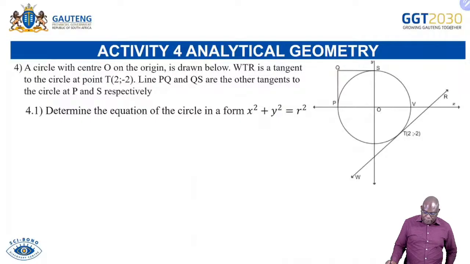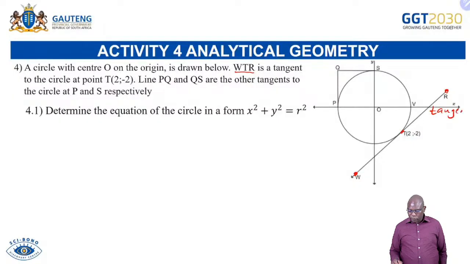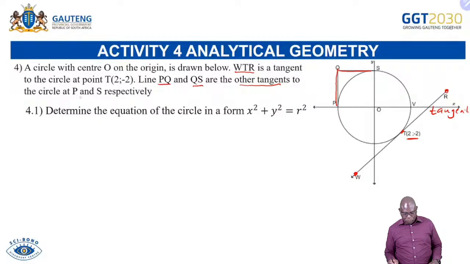Okay, right. The next question, there is a circle with center O on the origin. Below, you see now you're told WTR is a tangent. All right? Now it says at point T, minus 2 and 2, lines PQ and QS are other tangents to the circle at P.